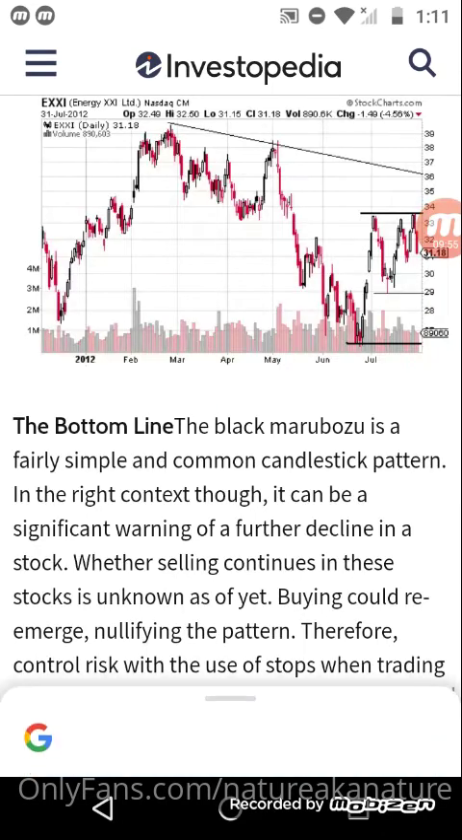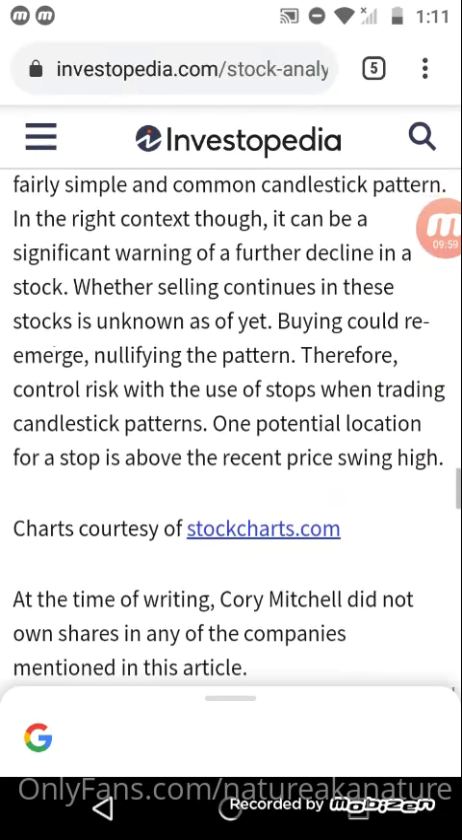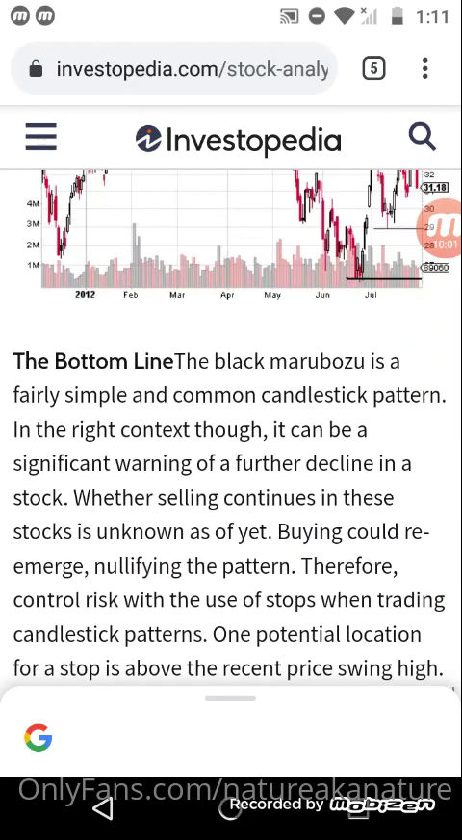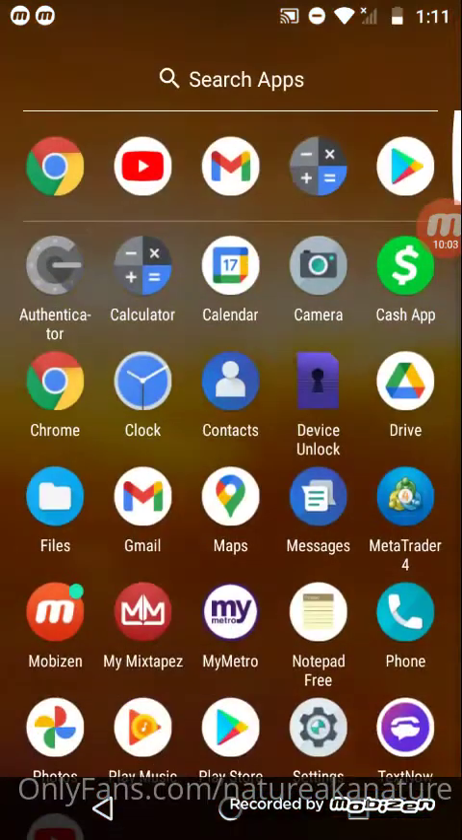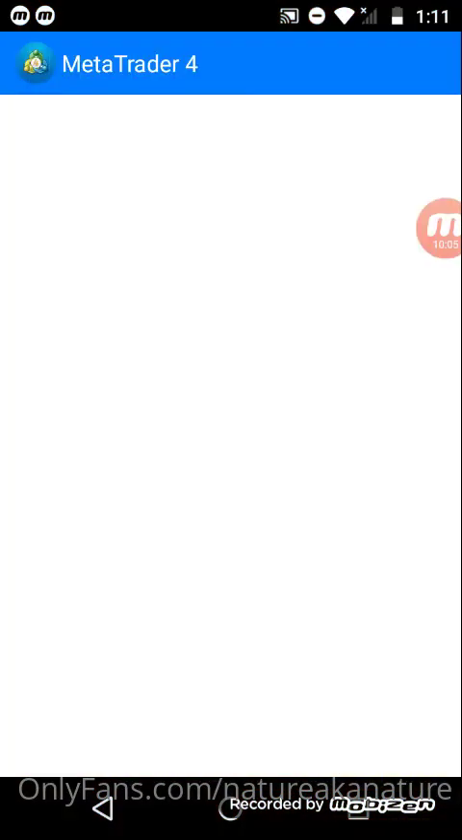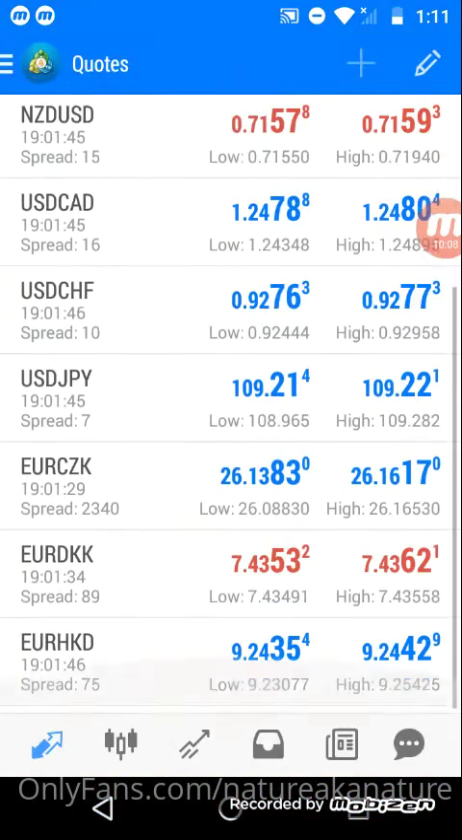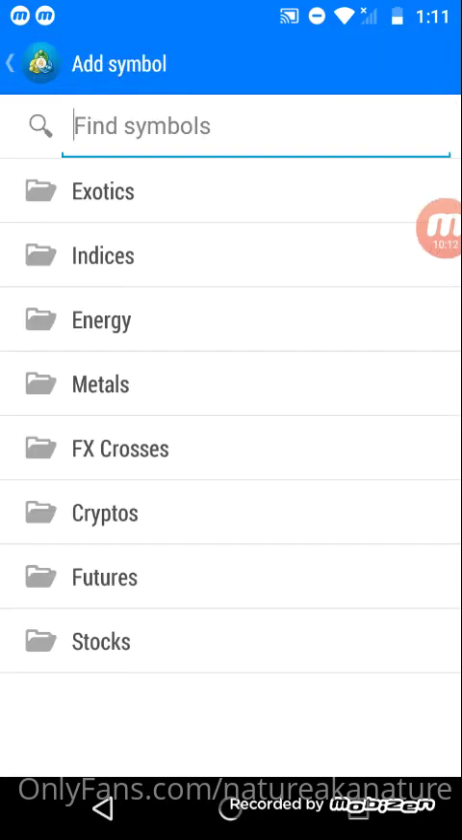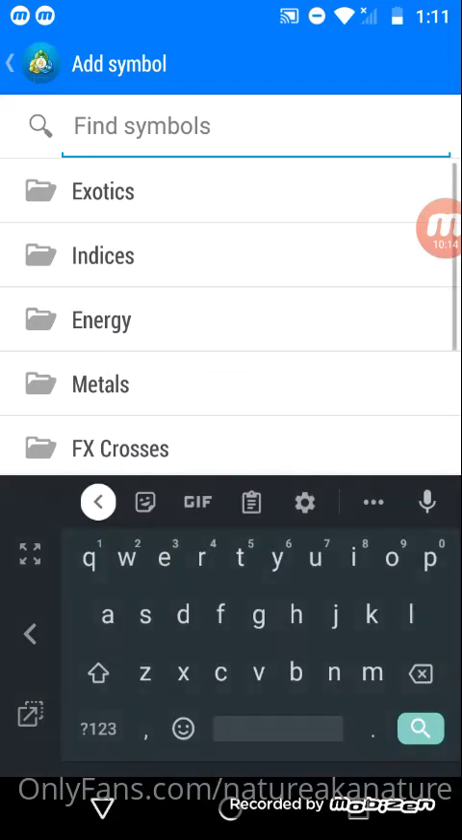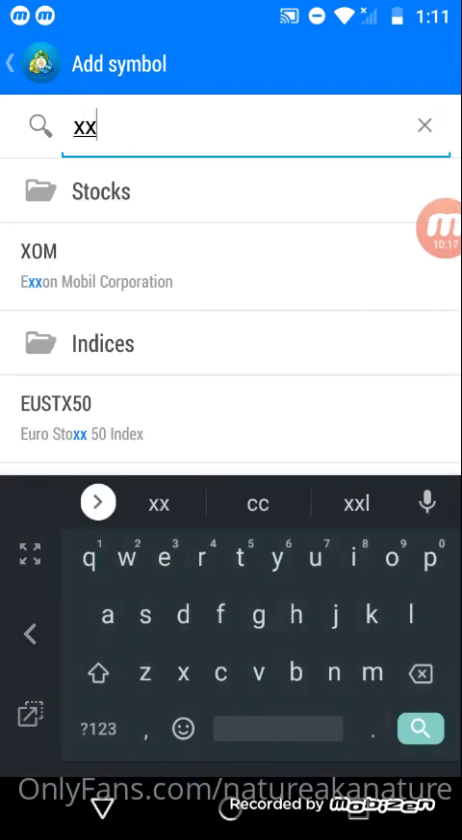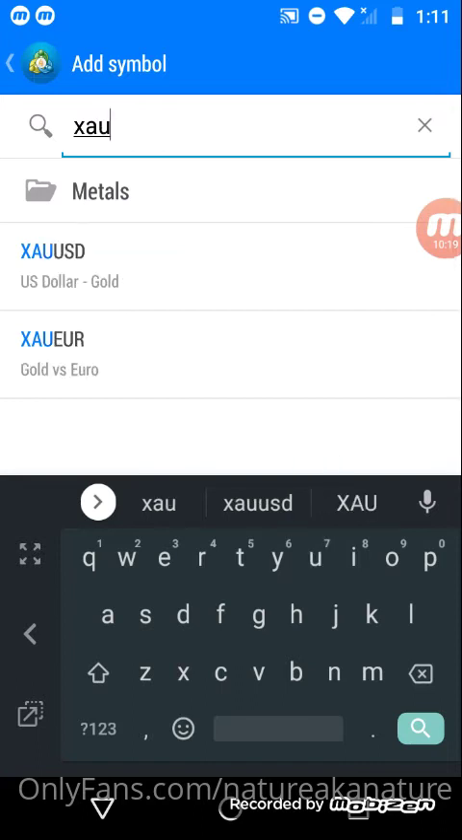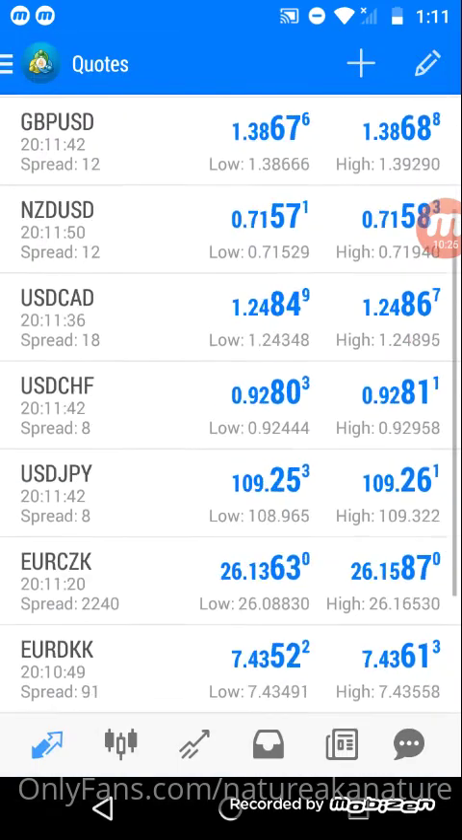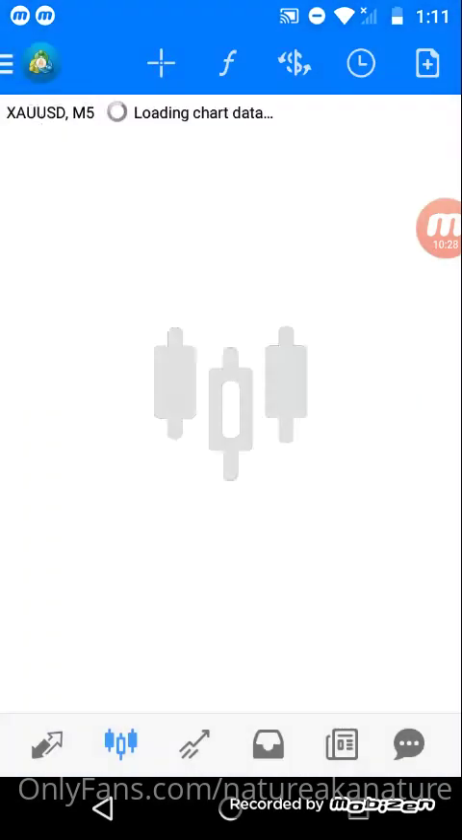I can even show y'all in MetaTrader real fast. Let's type in gold. You go to the plus sign right here, and this is a demo, one of my demos. You type in XAU and it will bring up gold. You click on it, press back, and it goes right there. So let's just look and see, to give y'all examples of what the Marubozo candlestick pattern looks like.